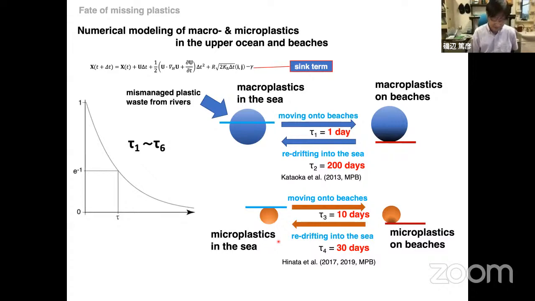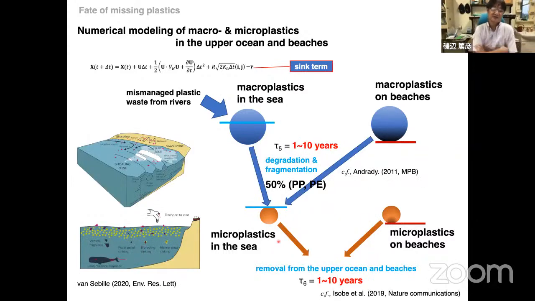This time scale is the observed value in the actual ocean and on beaches. And in the model, macroplastic changes to microplastic. So macroplastic changes to microplastic with a time scale of tau5 by degradation or fragmentation. As you know, at the present time it's very, very difficult to determine this tau5, the time scale for the fragmentation. So this is one of the challenging topics, requiring cooperation with polymer scientists.